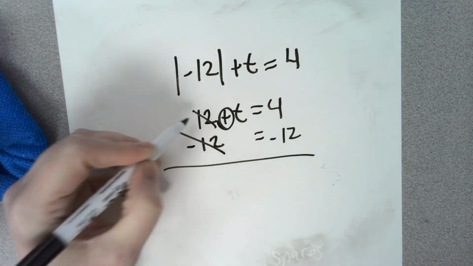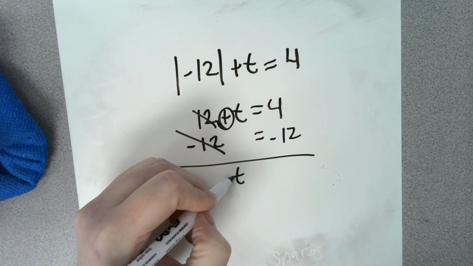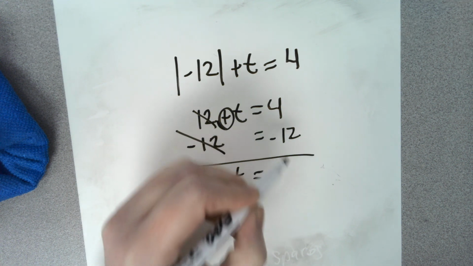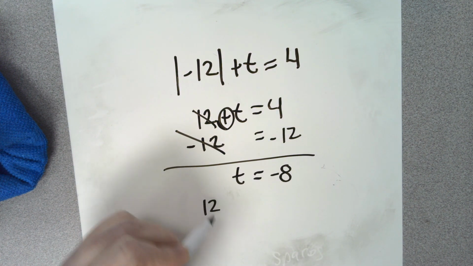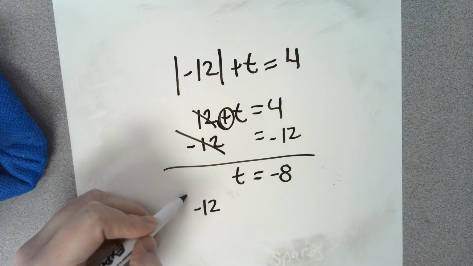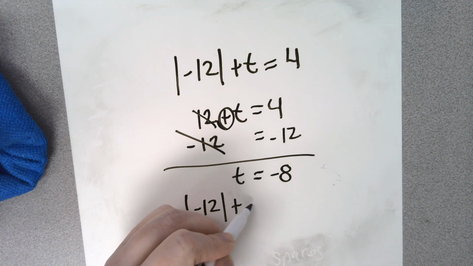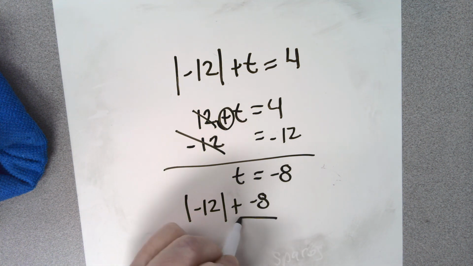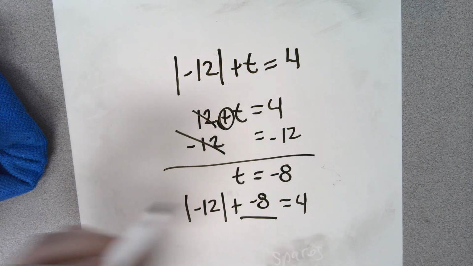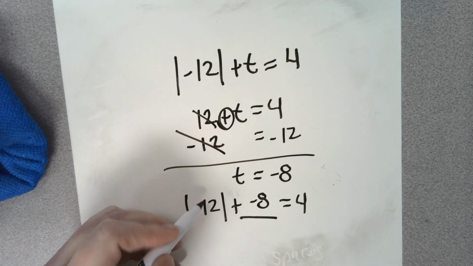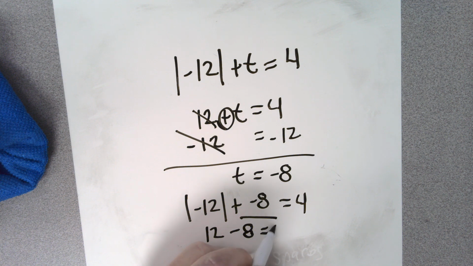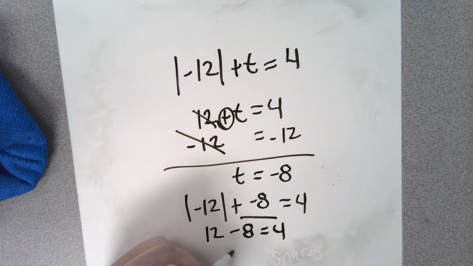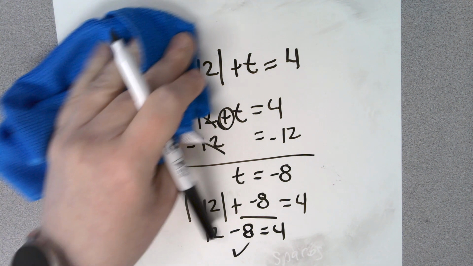These guys cross out because 12 minus 12 is 0, so they go away. You bring down your t. And then 4 minus 12 is negative 8. And you can check that. You can say the absolute value of negative 12 plus negative 8, because that's what your answer was, equals 4. So we know that this is just 12 spaces, plus negative 8 is the same as writing minus 8, equals 4. And 12 minus 8 does equal 4, so it's true. All right.